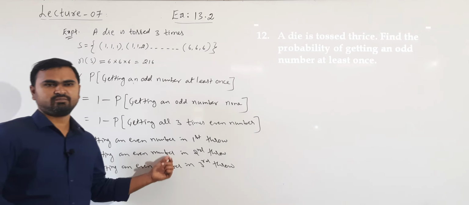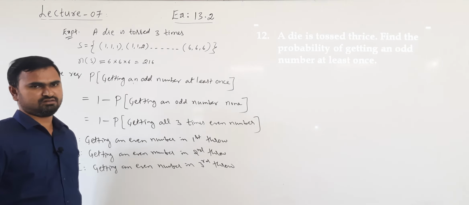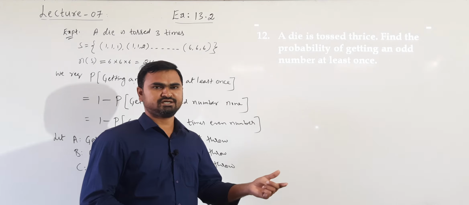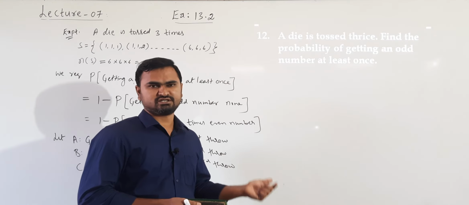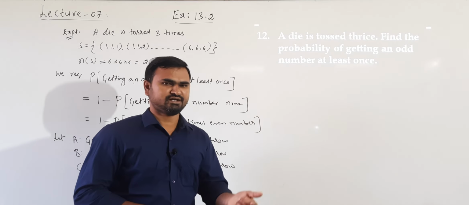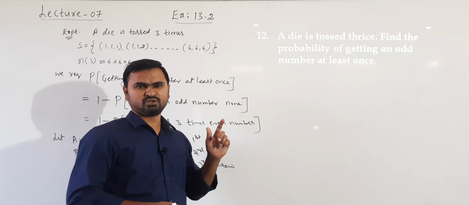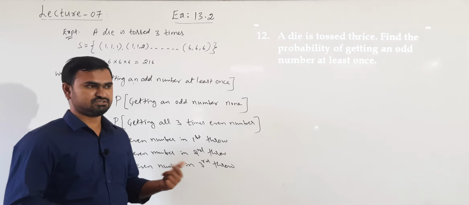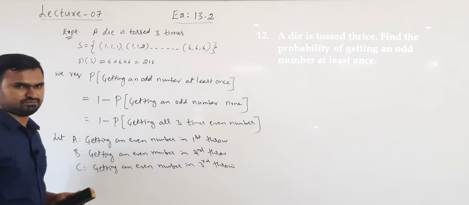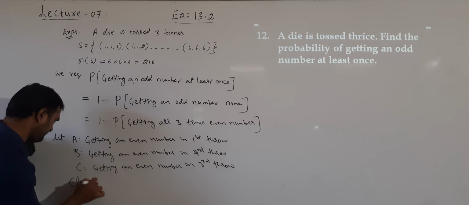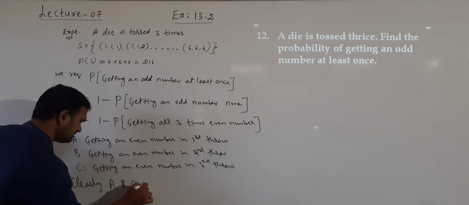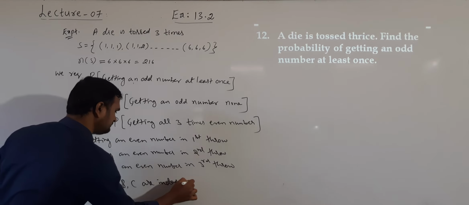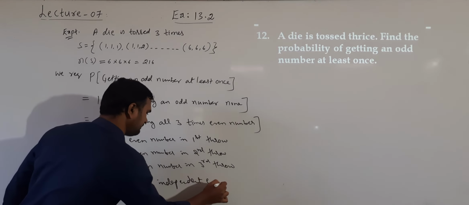Now what about these events A, B and C? Observe, are they independent or not? The first time we are rolling a die, I am interested in getting an even number. Whatever result we get the first time, when we roll the die a second time, is it going to affect the result? Whatever result we get in the first toss, it is not affecting the result of the second toss. Whether we get an odd or even number the first time, it is not going to affect the second throw. So clearly A, B, C are independent events.